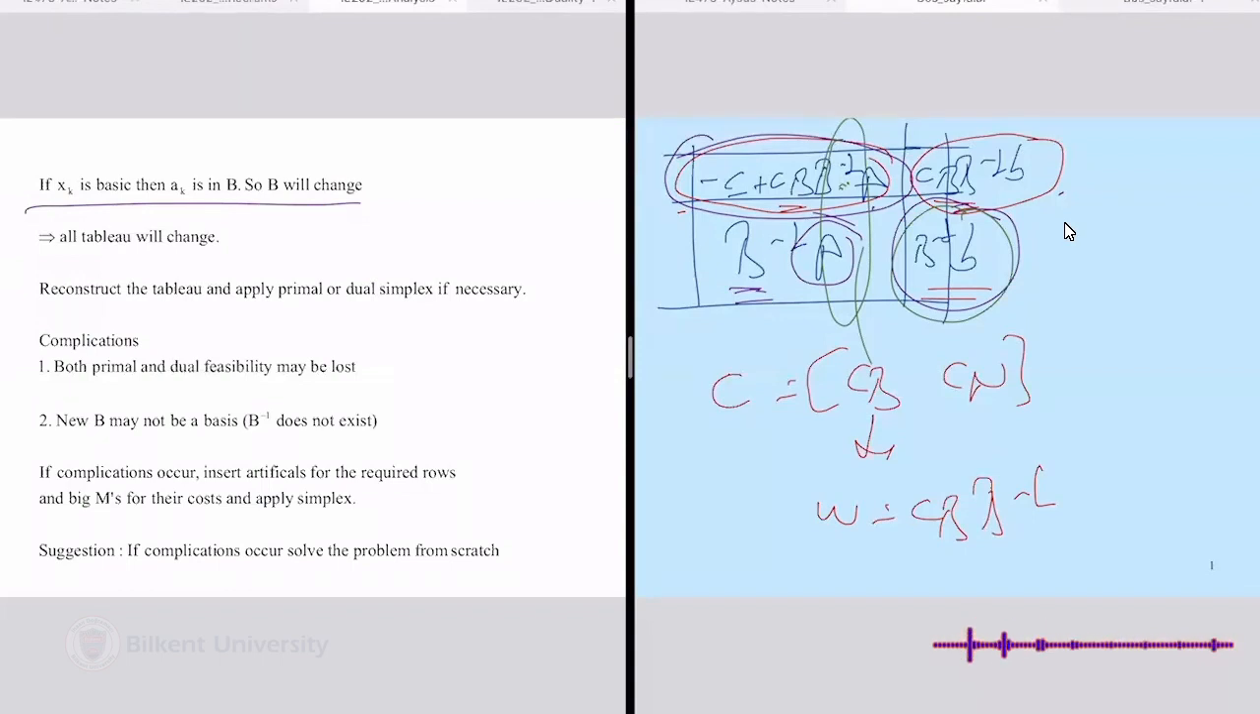But a more important issue is B inverse may not even exist. With the new consumption vector, the combination of the basic variables that you have chosen might not even give you a legitimate basis, right? In that case, you're dead. You go back, solve from scratch. We can't do anything, right? B inverse may not even exist.